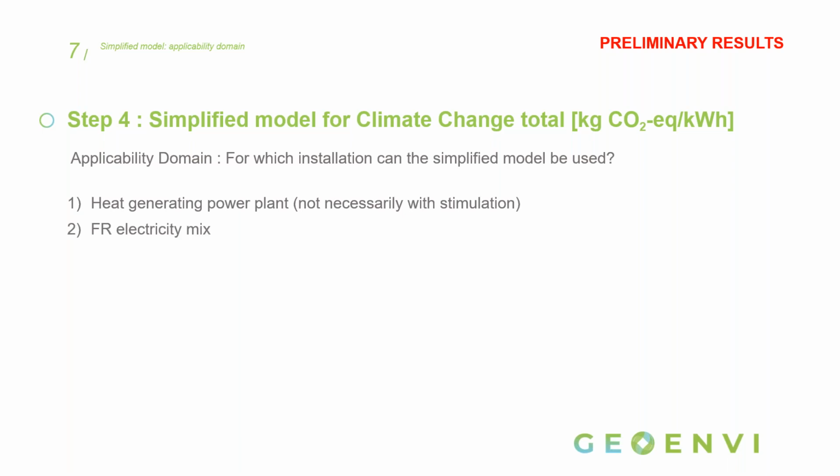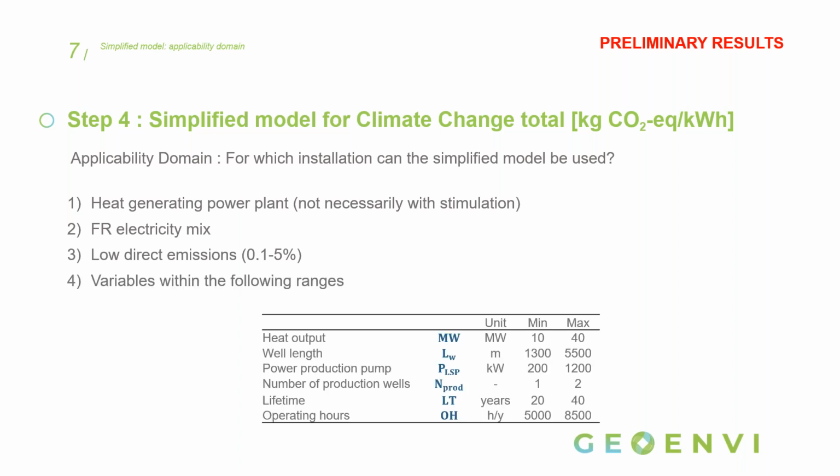It's applicable for the French electricity mix, as, as I was mentioning, those heat generating power plants require electricity during operation, and I modeled the electricity using the French electricity mix, which will have an impact on the climate change total impact category results. Also for installations that have low direct emissions, so we use the boundary between 0.1 and 5%.